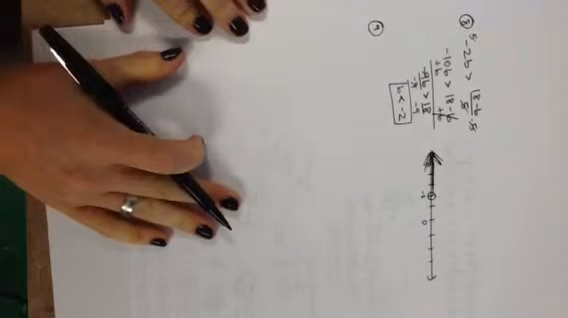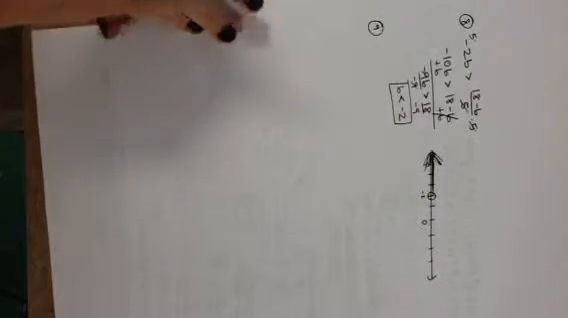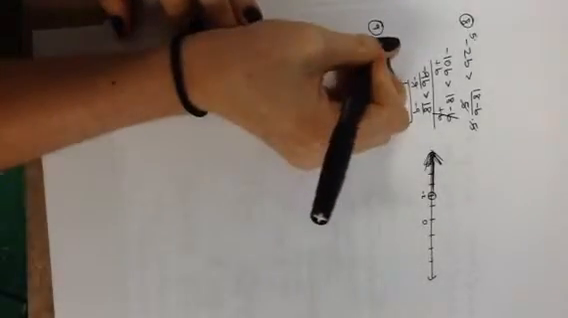Carson has $35 to spend at the water park. The admission price is $25. Each soda is $2.50. Write an inequality to show how many sodas he can buy. So he's spending $25 no matter what. That's kind of like the flat rate fee.